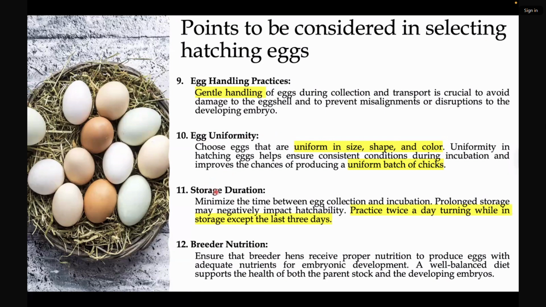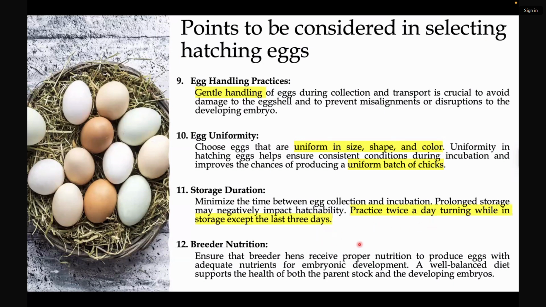Storage duration: minimize the time between egg collection and incubation. Prolonged storage may negatively impact hatchability. Practice twice a day turning. We know the storage is up to 10 days, but we have to do one thing: we have to do turning of the stored eggs as well. So we have to do turning of the stored eggs, so that is one challenge.